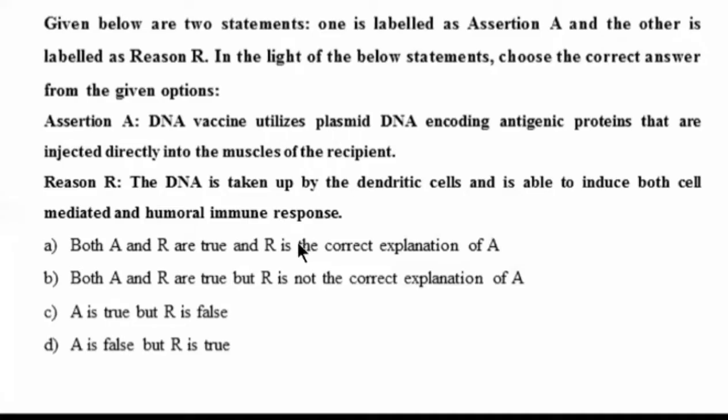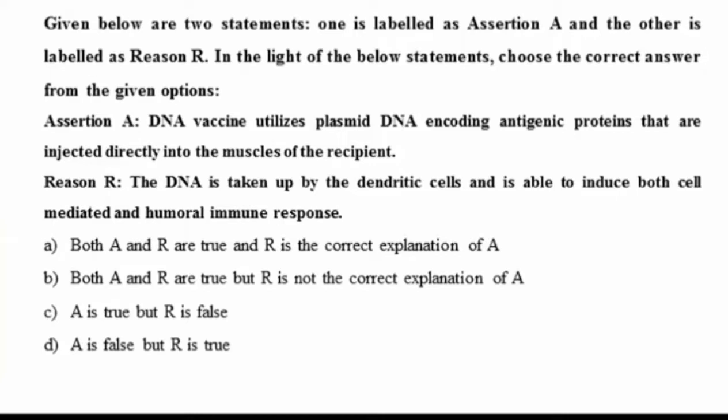Our first question is, given below are two statements. One is labeled as assertion A and the other is labeled as reason R. In the light of the below statements, choose the correct answer from the given options. Assertion A says DNA vaccine utilizes plasmid DNA encoding antigenic proteins that are injected directly into the muscle of recipient. And the reason is DNA is taken up by dendritic cells and is able to induce both cell-mediated and humoral immune response.